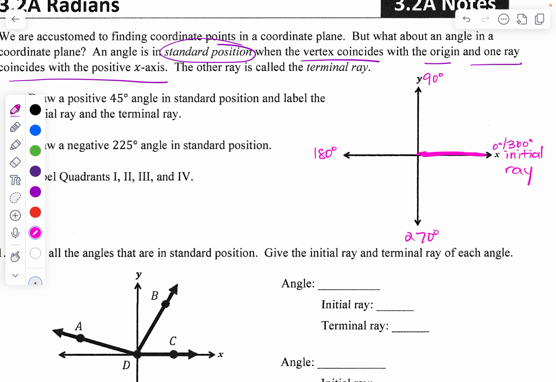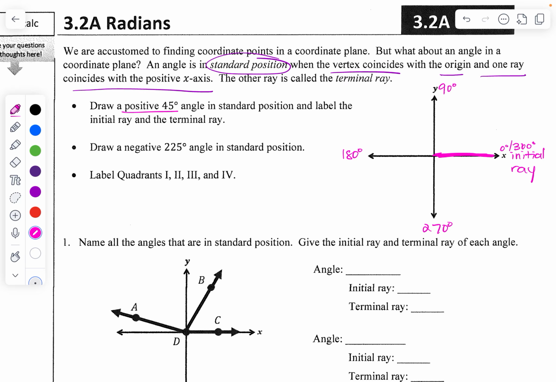So this first part, draw a positive 45-degree angle in standard position and label the initial and terminal ray. If this is the initial ray here, we know positive 45 degrees is going to go counterclockwise halfway to 90, which is 45 degrees, which also tells me that this is the terminal ray because that's where we end, okay?